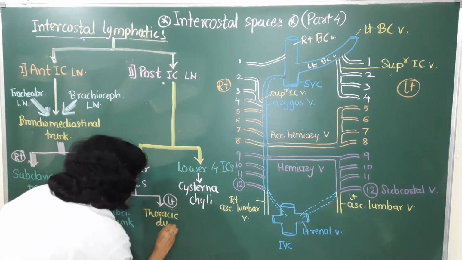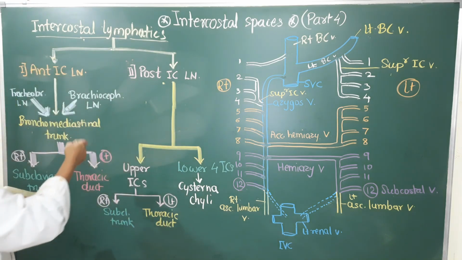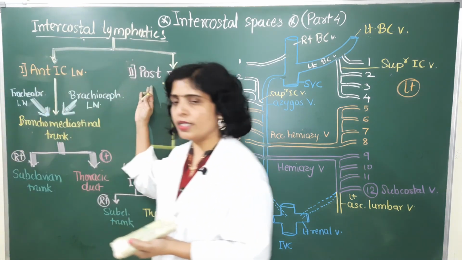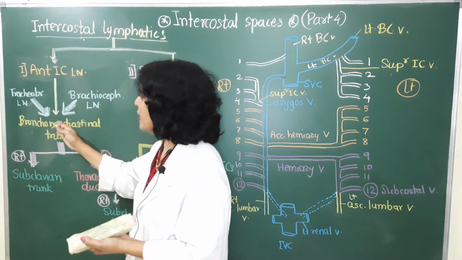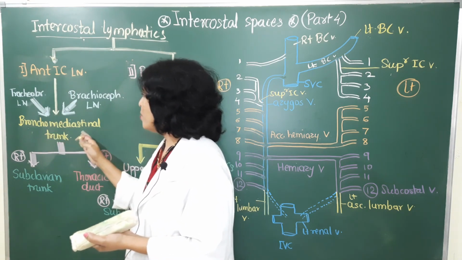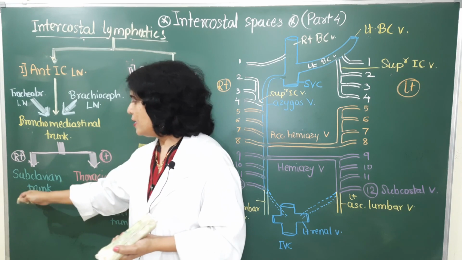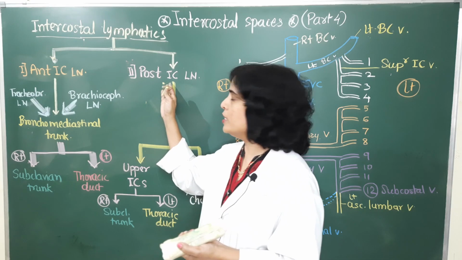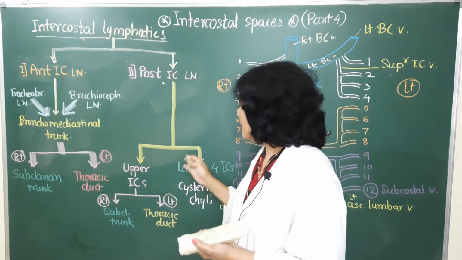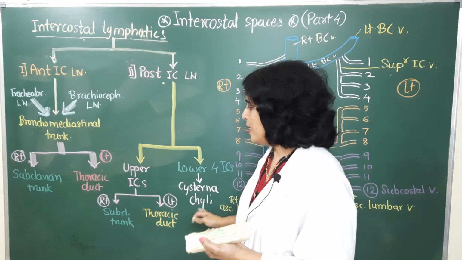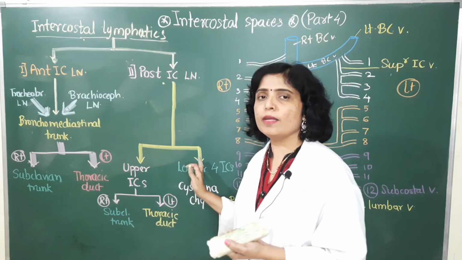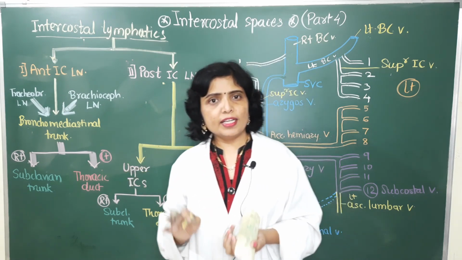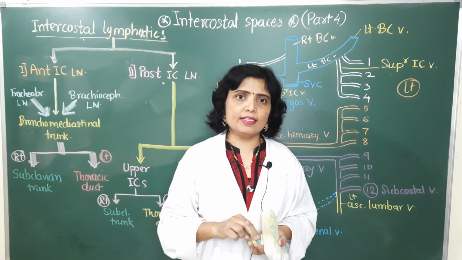So that is about the intercostal lymphatics. Intercostal lymphatics are divided into the anterior intercostal lymph nodes and the posterior intercostal lymph nodes. Anterior intercostal lymph node efferents pass to form the bronchomediastinal trunk, which on the right side terminates in the subclavian trunk and on the left side opens in the thoracic duct, while the posterior intercostal lymph node efferents open either into the cisterna chyli or the subclavian trunk and thoracic duct, depending on which intercostal space the lymph nodes are situated in. So that is about the intercostal veins and intercostal lymphatics. Thank you.